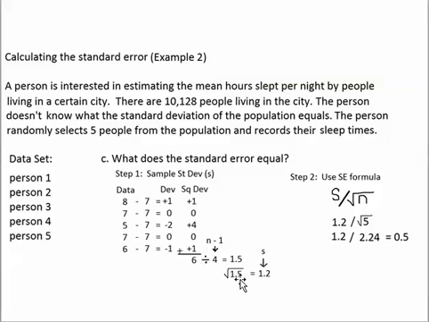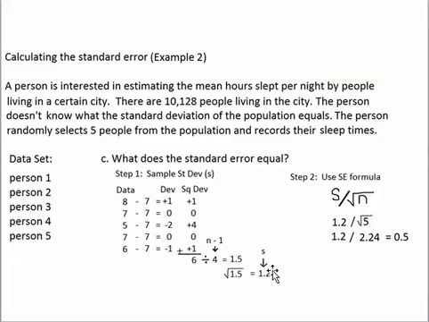This 1.5 is called the variance. But to change the variance to the standard deviation, we have to go one step further and take the square root of the variance. And then that's the standard deviation, S. So S is 1.2.